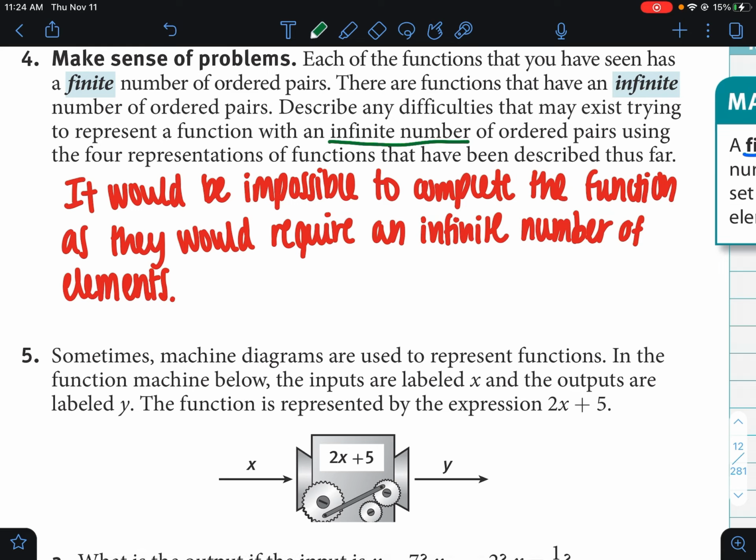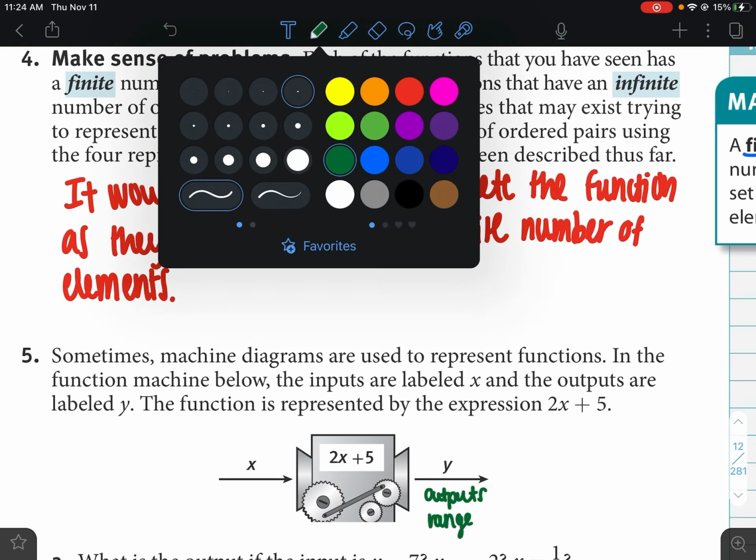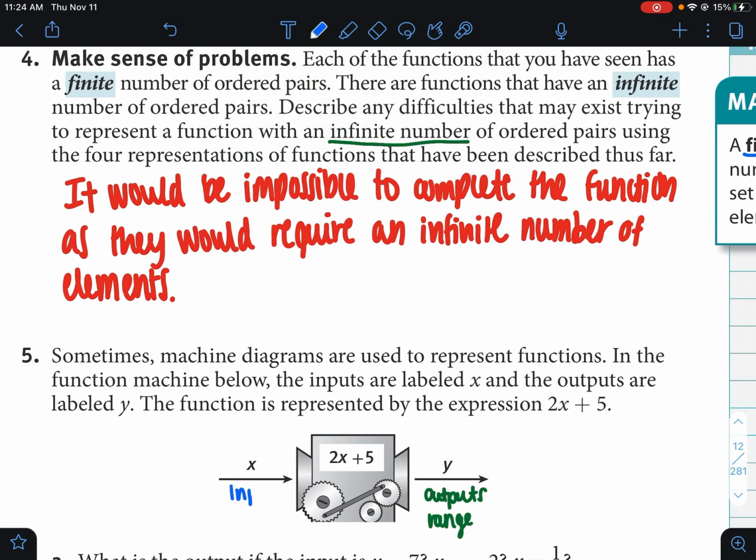Sometimes machine diagrams are used to represent functions, okay? In the function machine below, the inputs are labeled as X and the outputs are labeled as Y. So again, these are our outputs, and we learned a new word today, also called range. So these are our inputs, also known as our domain. Okay, so for example here, this is our function 2x plus 5. So we can input a value for x, and we will get an output of y.